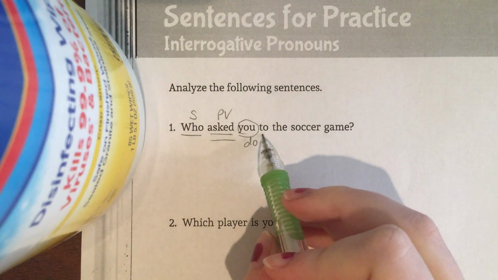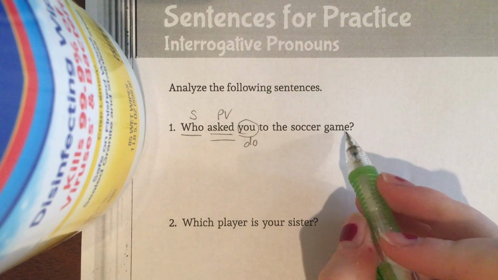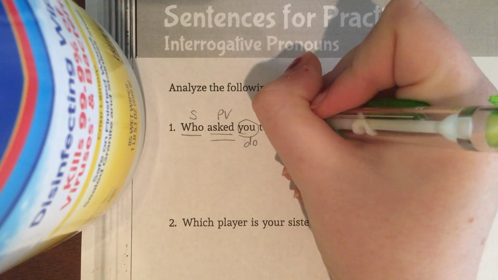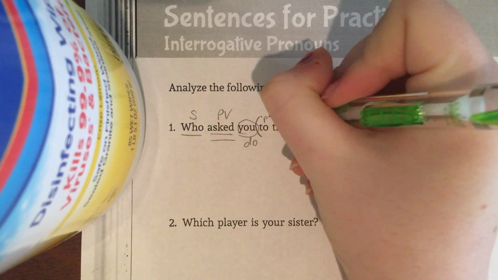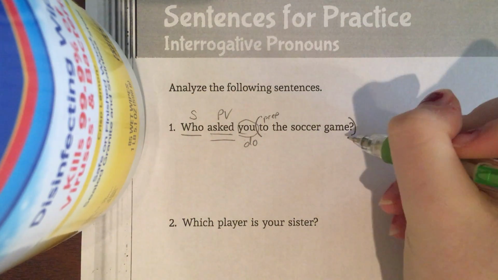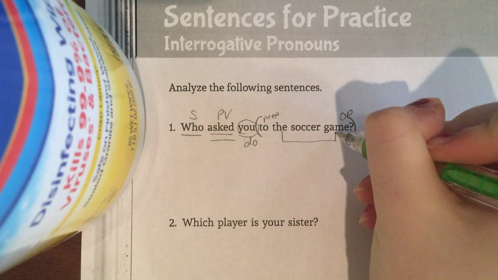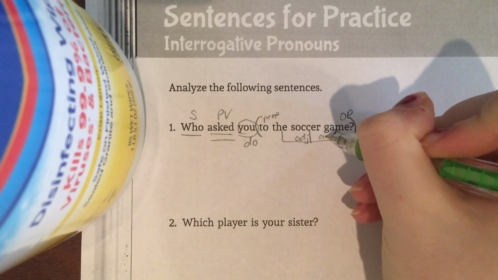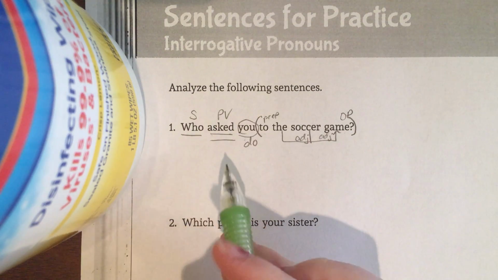Then we recognize to as a preposition, and we see that there are some adjectives following it and a noun. So this is a prepositional phrase. So to is our prep, and game is our OP, and the and soccer both modify game. Not too bad. Let's diagram.